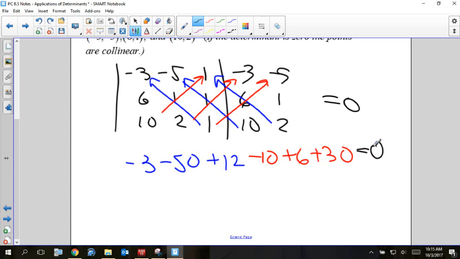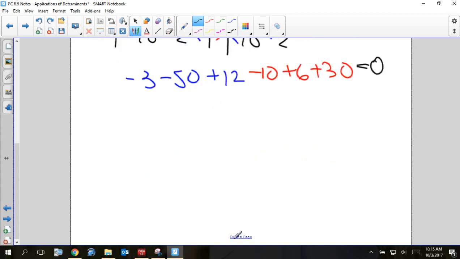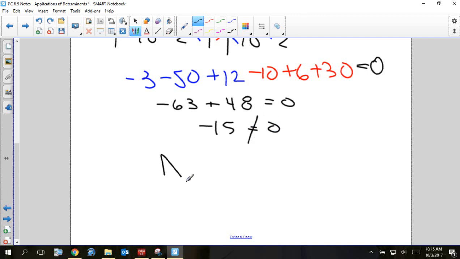So I did my determinant. I'm going to combine my negatives and my positives and then add them together. I just think that's a little bit easier for me to do. So I'll have negative 63 plus 48. So I get negative 15, which does not equal 0. So what does that tell me? Not collinear.